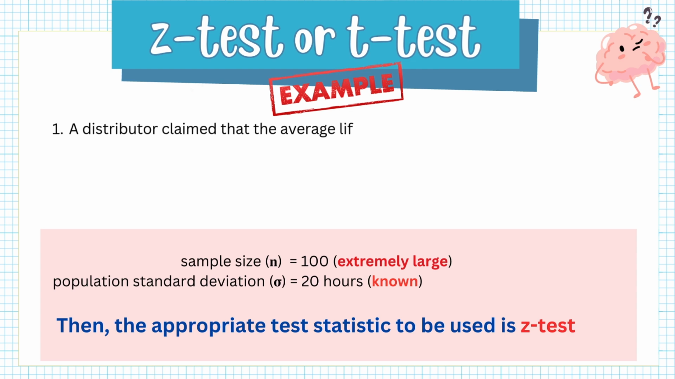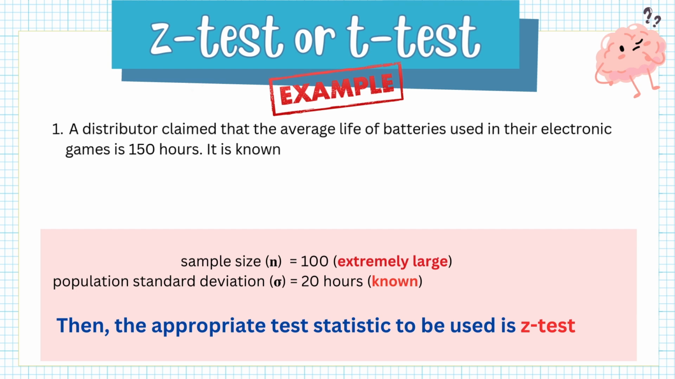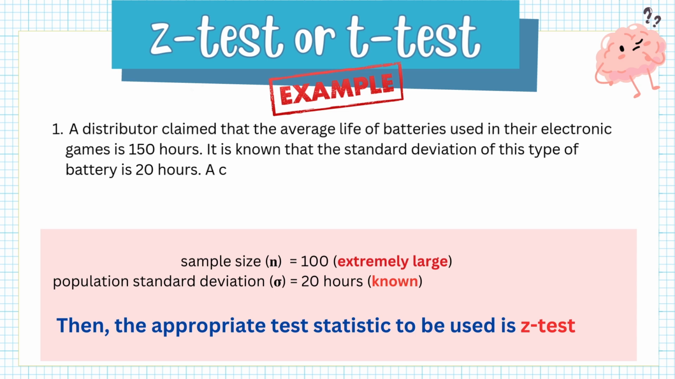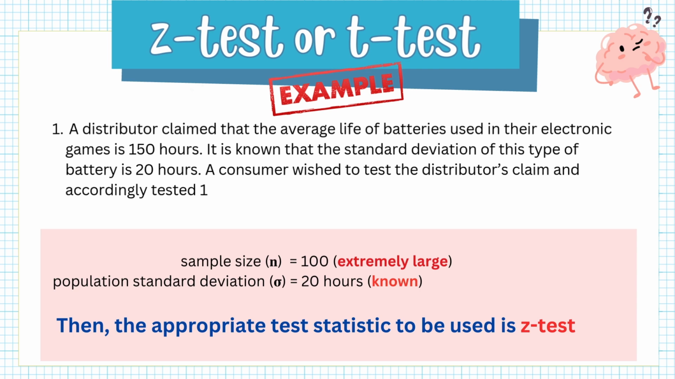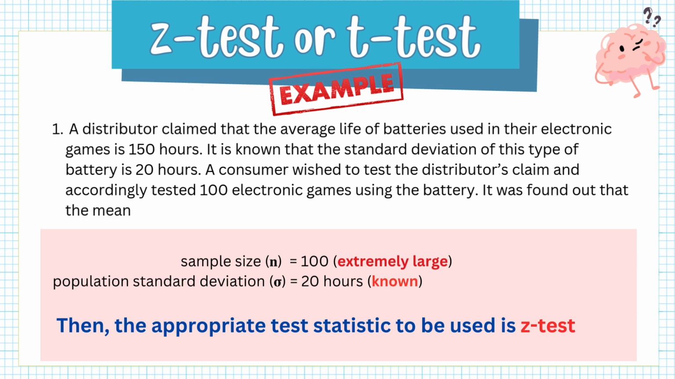Let us consider the example. A distributor claimed that the average life of batteries used in their electronic games is 150 hours. It is known that the standard deviation of this type of battery is 20 hours. A consumer wished to test the distributor's claim and accordingly tested 100 electronic games using the battery. It was found out that the mean is equal to 144 hours. What statistical test is appropriate to use and why?